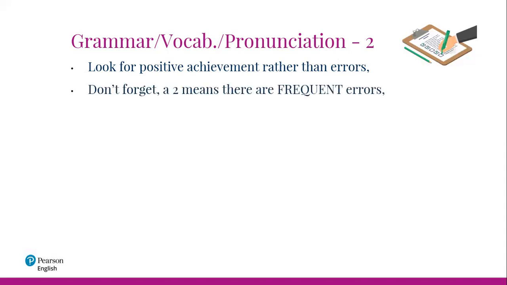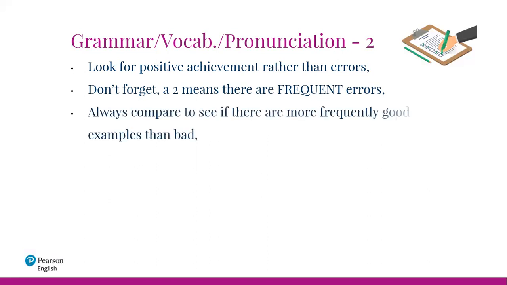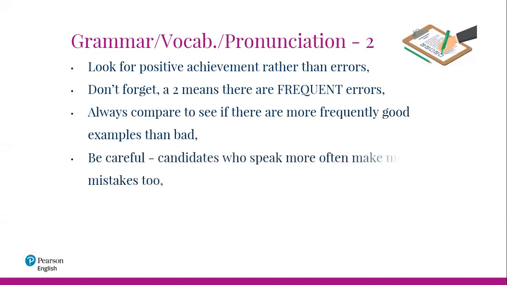2 means that there are frequent errors, both in pronunciation and grammar and vocabulary. So make sure the errors are really frequent. Always compare to see if there are more frequently good examples than bad. And also be careful. Candidates who speak a lot often make more mistakes. And as I said, we easily notice mistakes. So we can easily penalize a test taker who speaks more and naturally can make more mistakes.